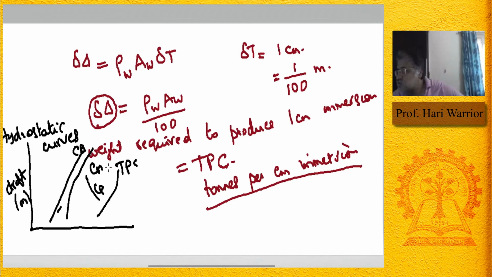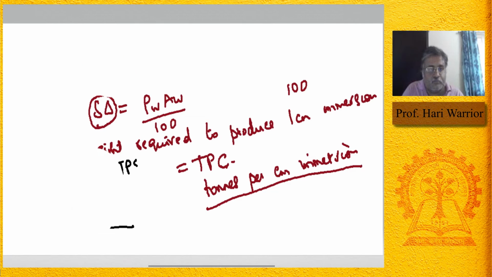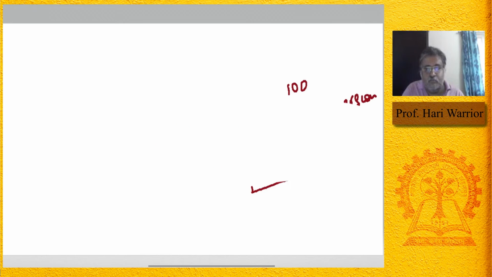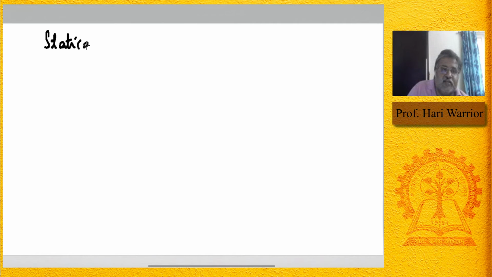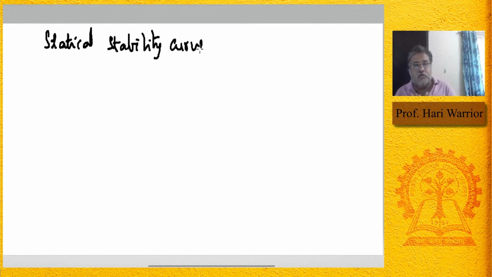Then we go into something very important. So some theory coming up. We talk about what is known as a statical stability curve. So these are basically one type of curve.